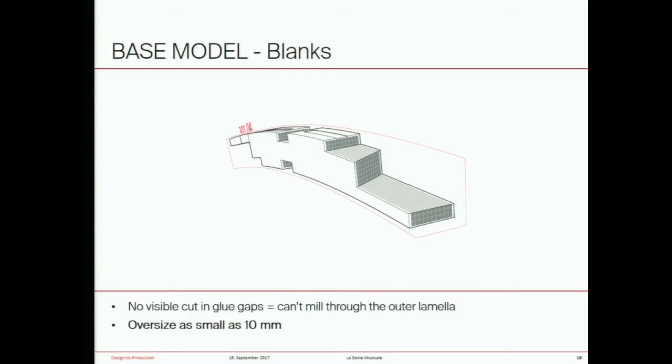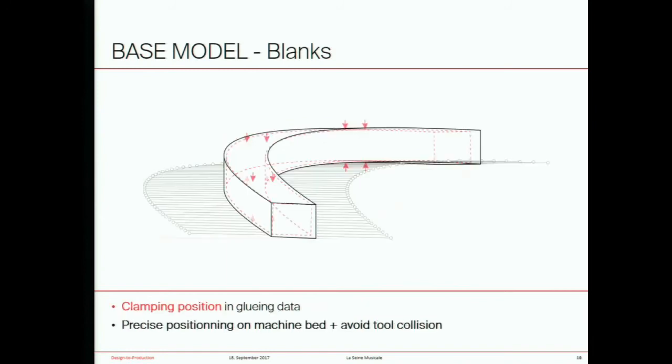But in this particular project, one of the requirements was to avoid visible cuts in glue gaps. And this means that you cannot mill the outer lamella, which you can see in white there. So at the end, the blank has to precisely fit the final piece. And the offset can be as small as 10 millimeters, which, when you think about it, is pretty small for 24-meter long ring segments. And in order to precisely place this blank on the milling bed, the clamping positions were created in the model on both sides, top and bottom, and then exported along with the gluing data to be marked on the piece.